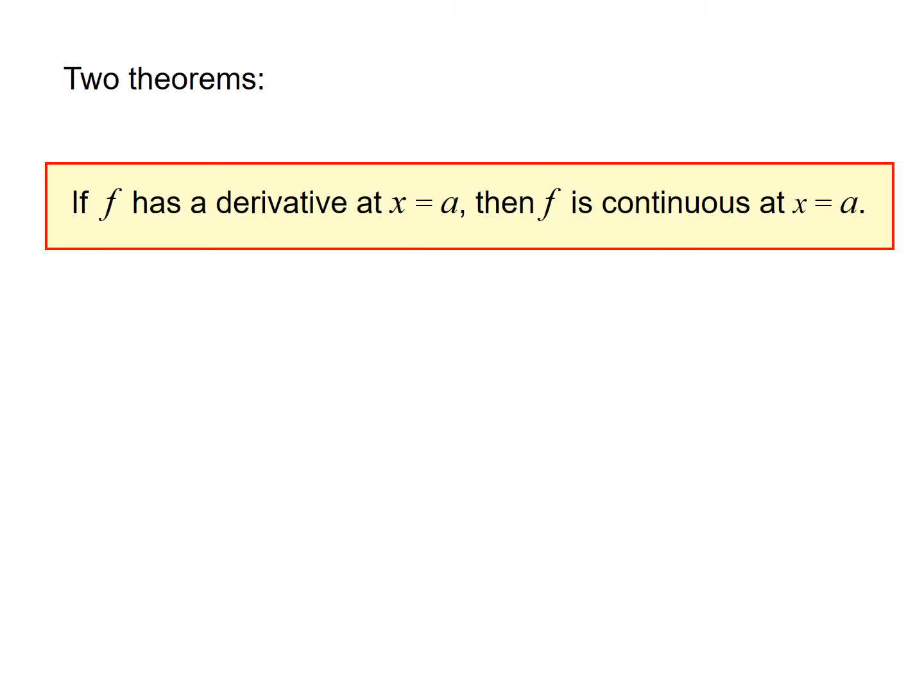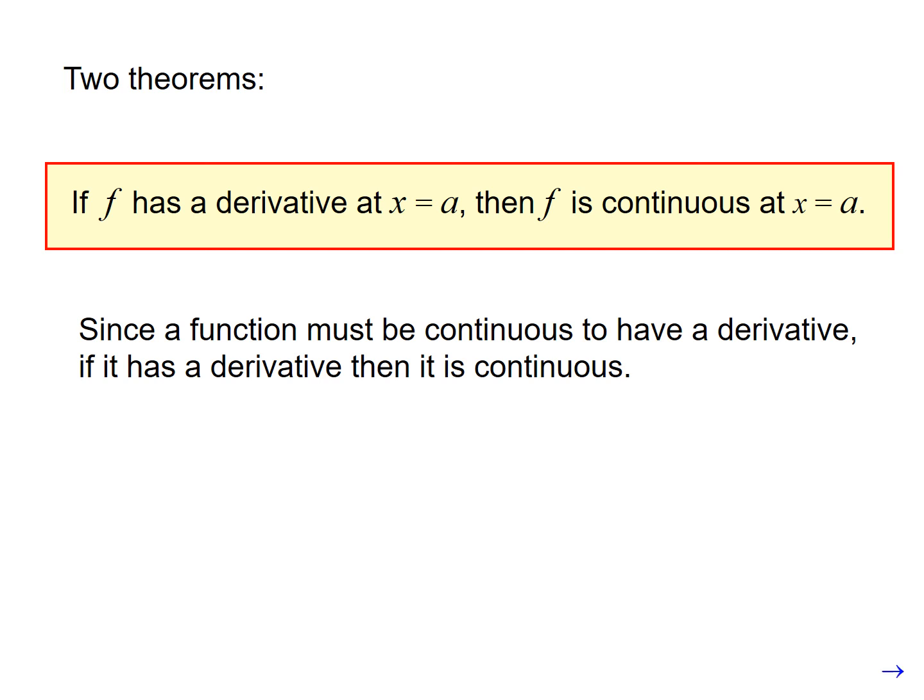Okay, so a couple theorems to look at here. If a function has a derivative at a point, then the function is continuous at that point, which makes sense because if a function is going to have a derivative, it must be continuous. We often use the phrase differentiability implies continuity.